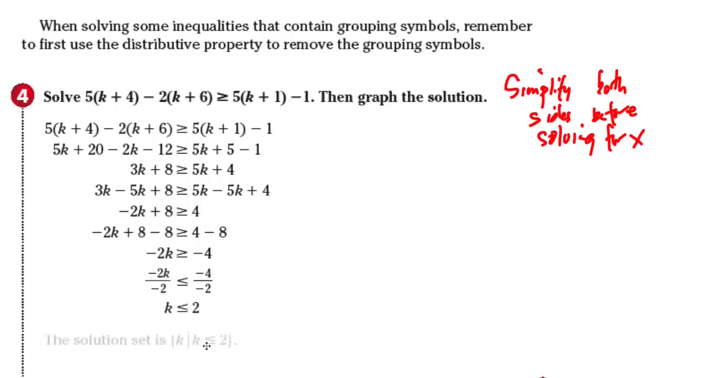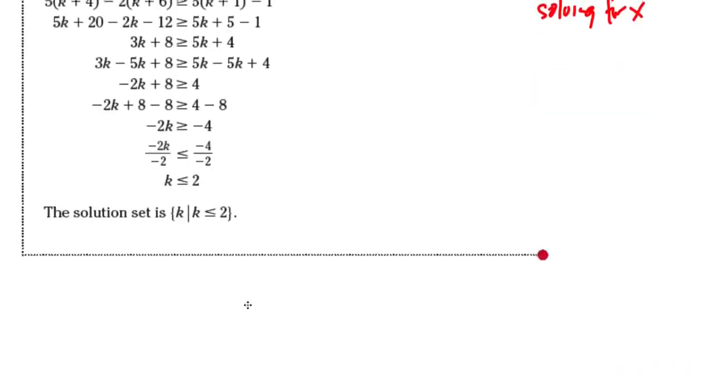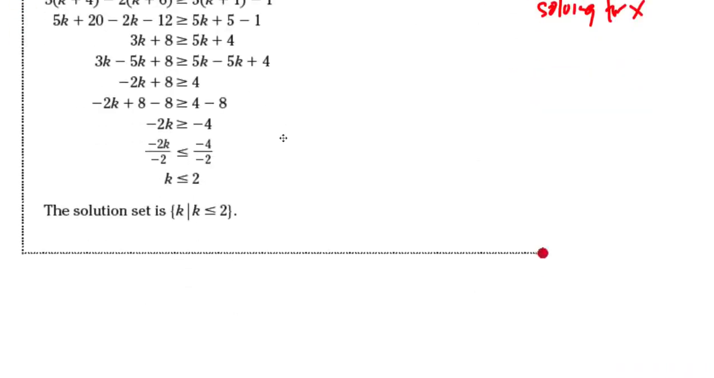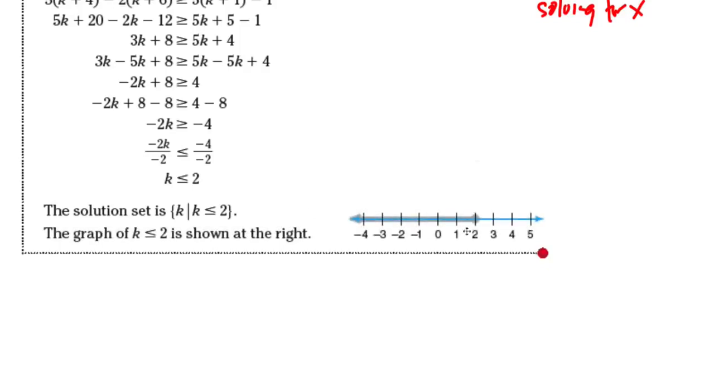And then to be able to graph this inequality, since the solution set is k such that k is less than or equal to 2, this is the graph. There is a closed dot on 2, since 2 is included in the solution, and since it's pointing to the variable, the arrow goes to the left.